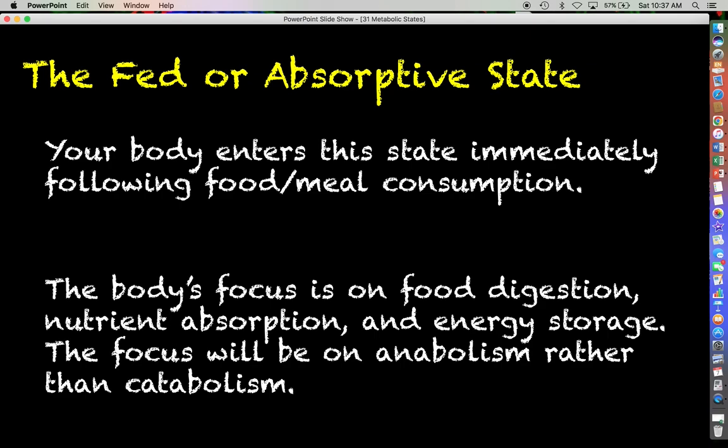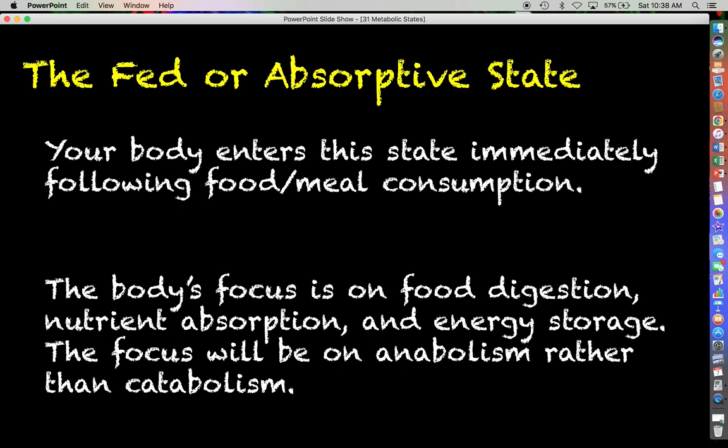But our body is actually very good at planning for the future, so most of the food that we digest, absorb, and then start circulating around, most of those food molecules are going to be stored up for later, okay? So that's what we mean by energy storage. So we're talking about storing sugars as glycogen in your liver and skeletal muscle. We're talking about storing excess fat as fat tissue in your body. So the overall focus here is going to be on anabolism rather than catabolism.